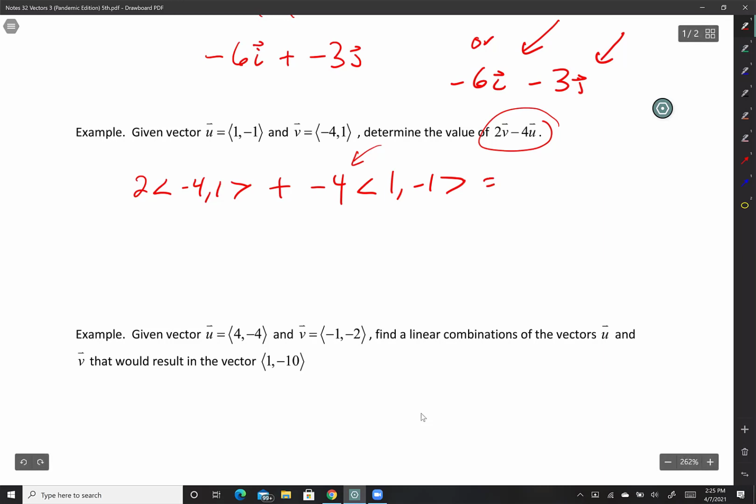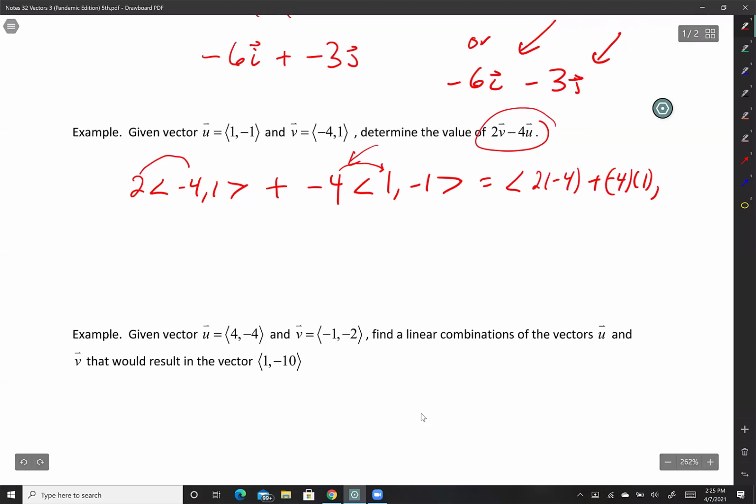And then you're just going to add up the x components, guys. 2 times -4, plus -4 times 1. That's going to go in the x. And in the y, 2 times 1 plus -4 times -1. So my final answer is going to be, 2 times -4 is -8, -8 minus 4 is -12, comma, and 2 plus 4 is 6.